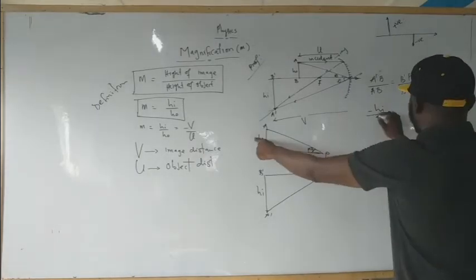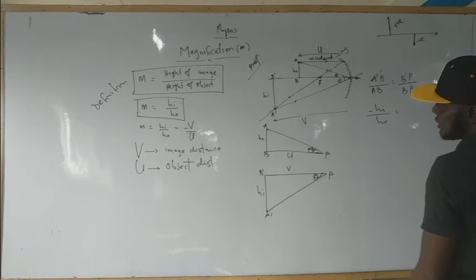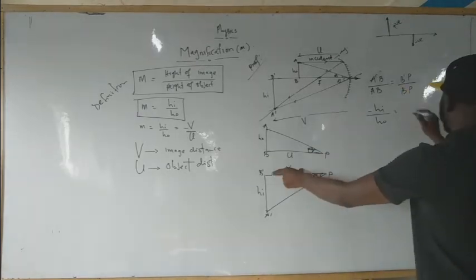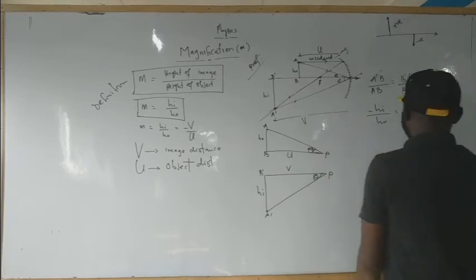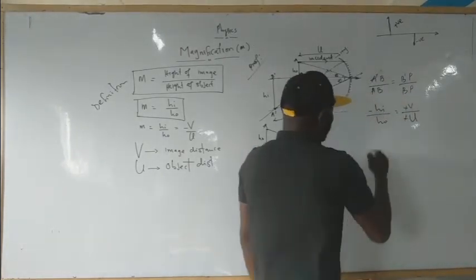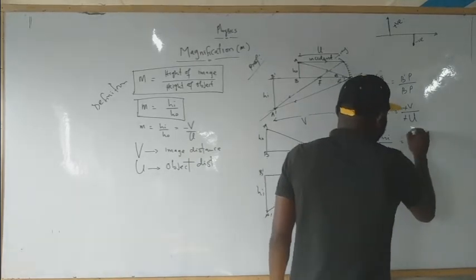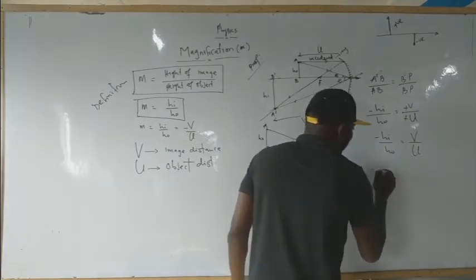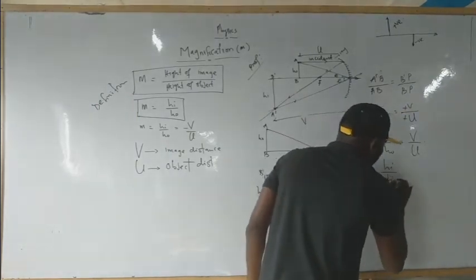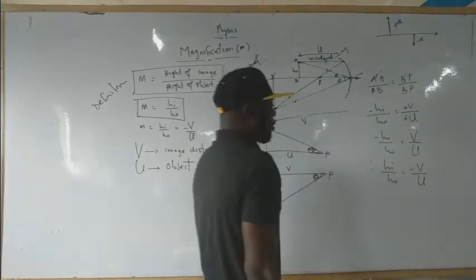Over HO equals B minus P over B, which will be minus V over what? Minus U. This and this will cancel, right? So that will be minus HI over HO equals V over U. Therefore we can have HI over HO equals minus V over U.